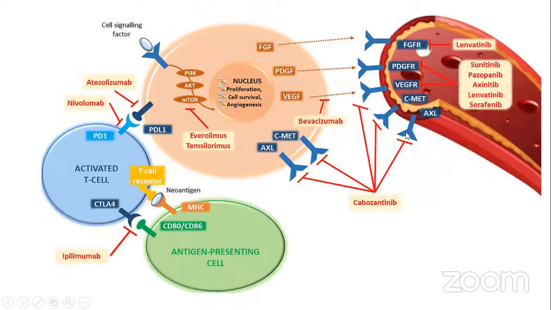This is the mechanism of action of the systemic therapy used in clear cell RCC. As you see here, this is lenvatinib, which acts on FGFR. And we have sunitinib, pazopanib, axitinib, lenvatinib, and sorafenib. All of these act on PDGFR and VEGFR. And we have cabozantinib, which acts on AXL and c-Met, and also on VEGFR.